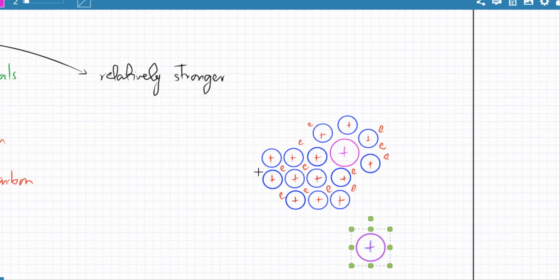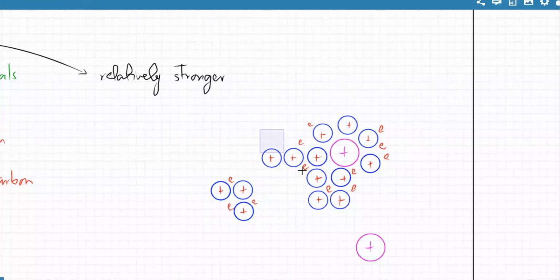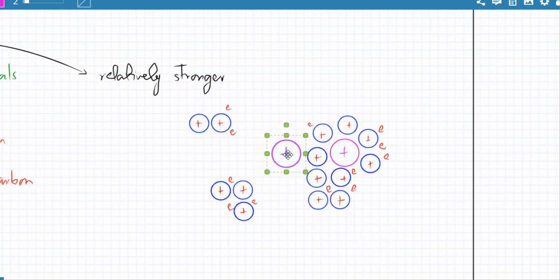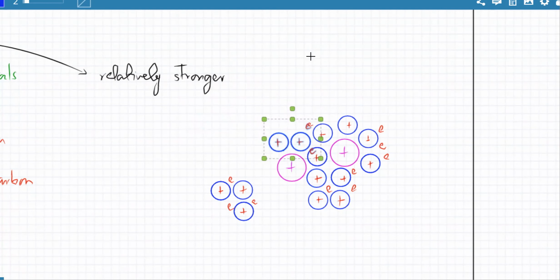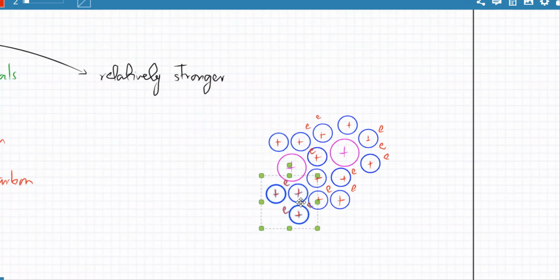So I'm going to add another one over here and push all of them away. So instead of being a nice and regular structure, we now have a completely irregular structure. So this is now a more irregular structure.